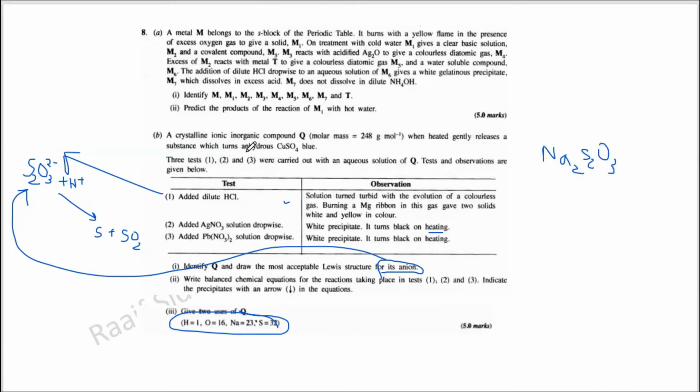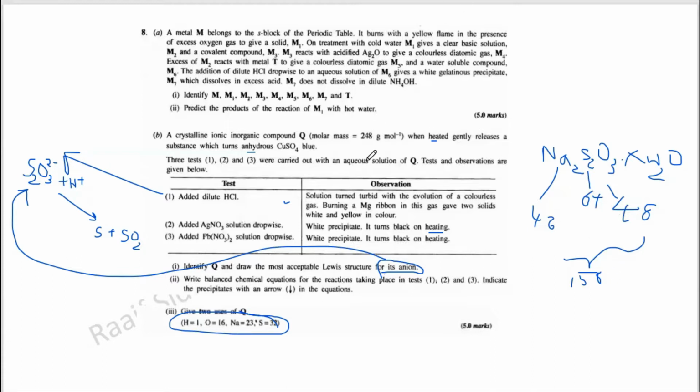But don't forget the first point. They say when it is heated, water is given out. So it should be some X H2O. So you have to find this X also, right? Based on the molecular weight. So sodium is 46, sulfur is 64, oxygen we have 48 here. Then 110, 158 basically. Okay.